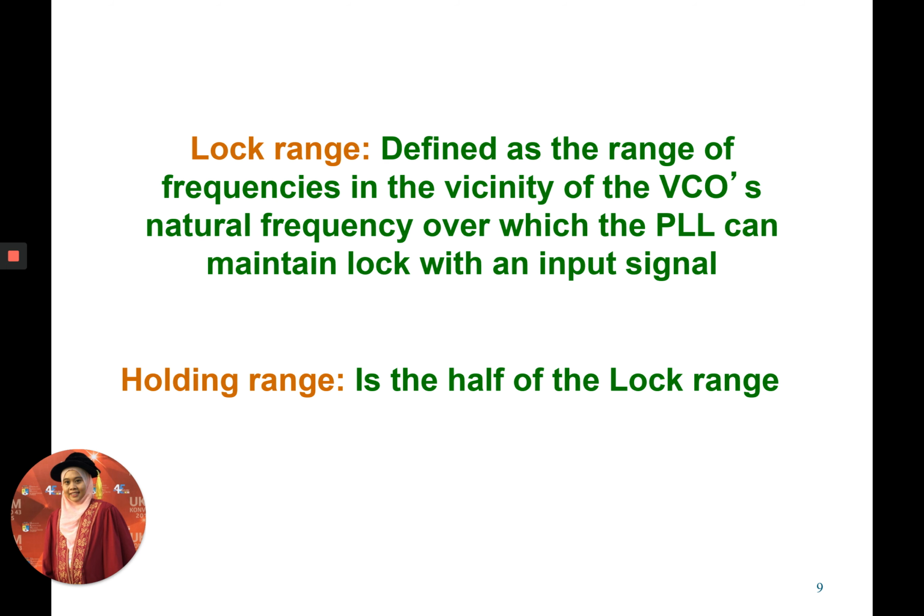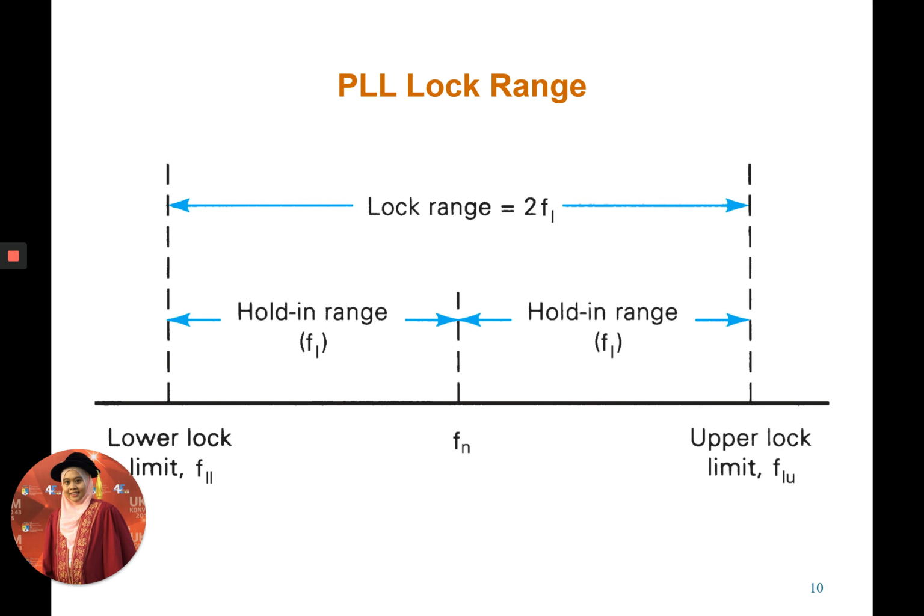Right, next is the lock range. The lock range is defined as the range of frequency at the center of the VCO natural frequency Fn, in which the PLL can maintain lock with an input signal. For this one, we call it the holding range. This holding range is half of the lock range, which I will explain from here. So this is the lock range with the center of the VCO natural frequency.